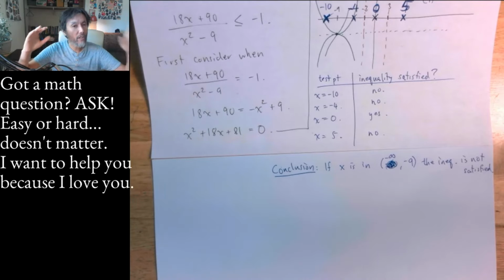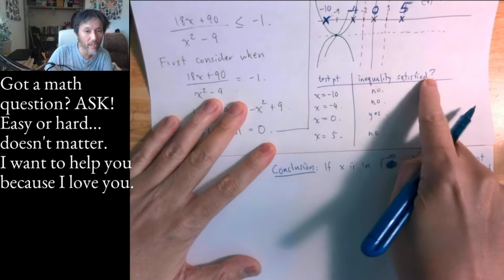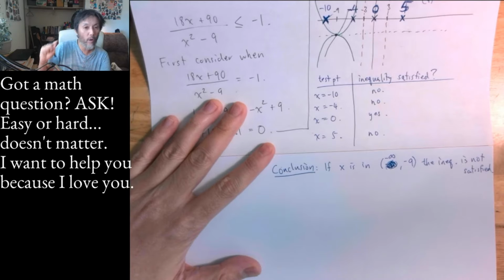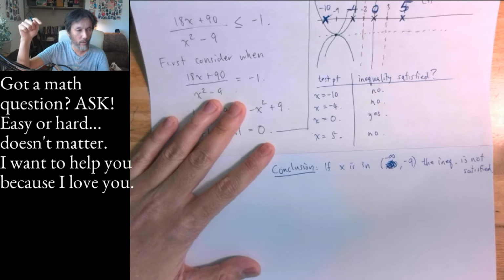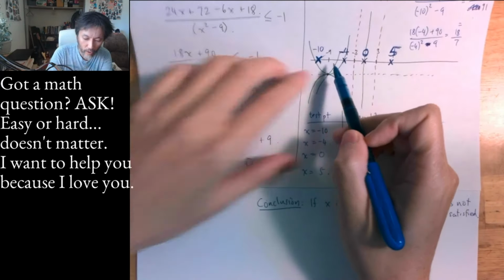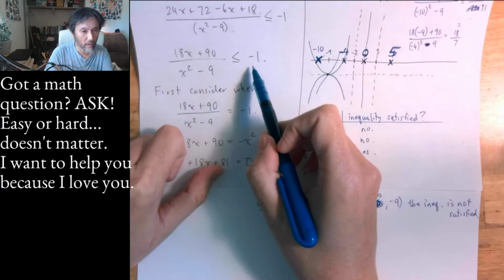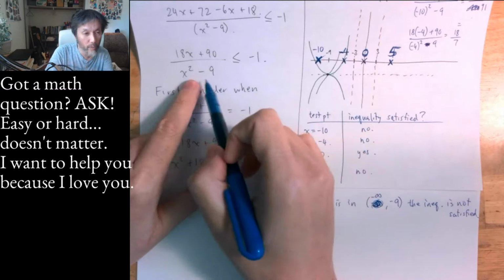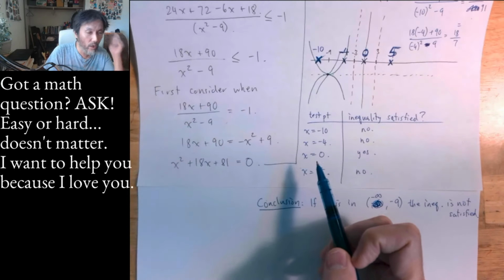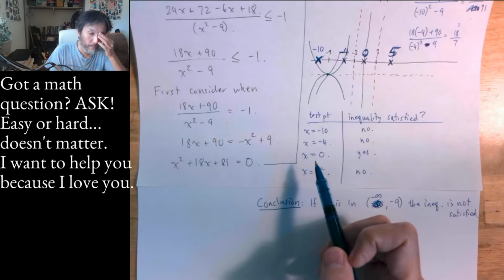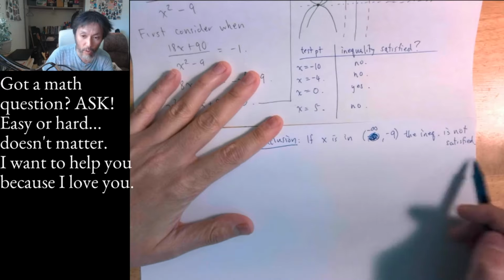And this is because the only possible places where the answer to the question, is the inequality satisfied, could change from a no to a yes or from a yes to a no are at those places where this expression is equal to -1, or those places where the expression is undefined, where there might be a vertical asymptote. These are the only locations where this can happen. What we've learned is that if x is in this interval, then the inequality is not satisfied.